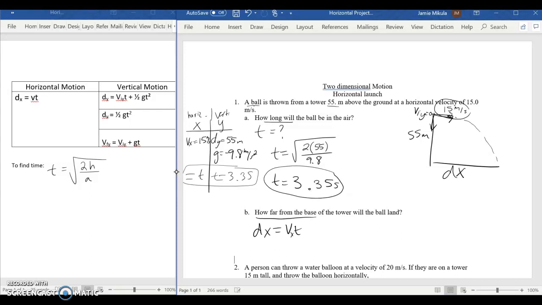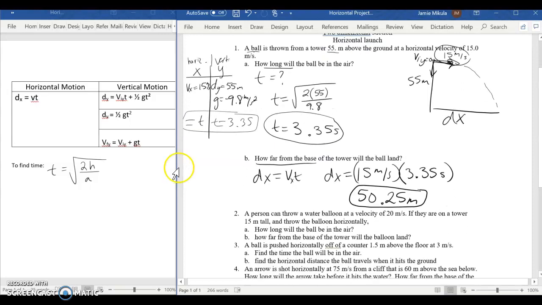dx equals vx times t. dx is what I'm solving for. The horizontal velocity, so it was shot out at 15 meters per second. And the time it took, we already solved for, 3.35. So 15 times 3.35 is 50.25 meters. That's how you would solve number 1.